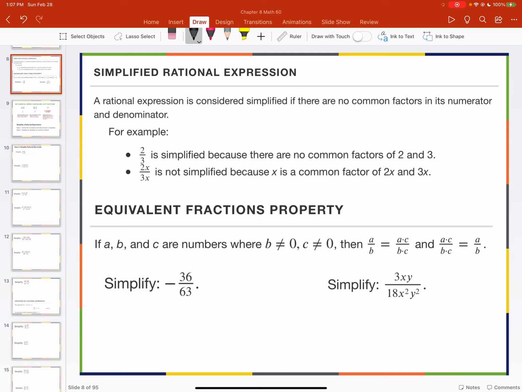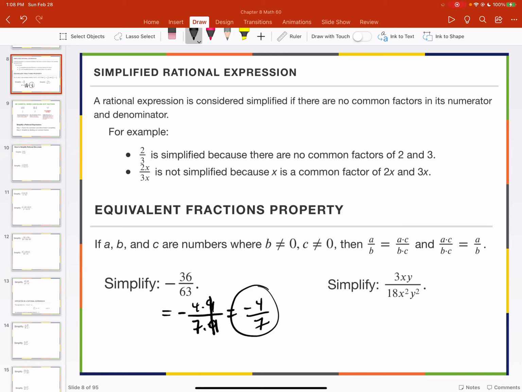So if you have the equivalent fractions property, let's remember that if you have a fraction and you multiply top and bottom by any number, you would still get the same value. So let's say, for instance, here we have -36 over 63. We can see that 36 is equal to 4 times 9, and 63 is 7 times 9. So by the equivalent fractions property, you can cancel out the common factor, and that gives you -4 over 7.